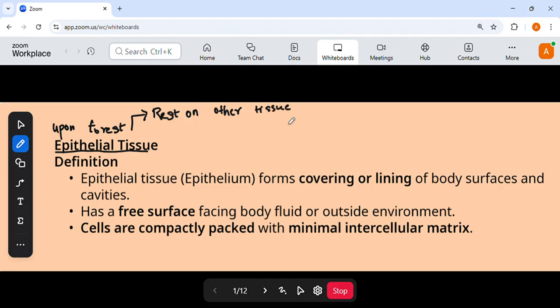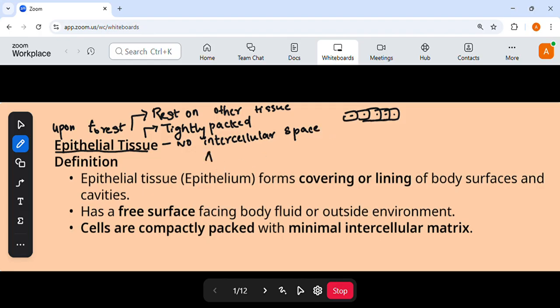And they are tightly packed. Basically they are tightly packed with no intercellular space. Cells के बीच में space हमें देखने को नहीं मिलेंगी. Okay, tightly packed. No intercellular space. And they are avascular. Means A means here absent. So no supply of blood vessels. No blood supply.